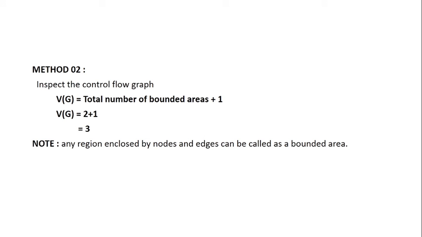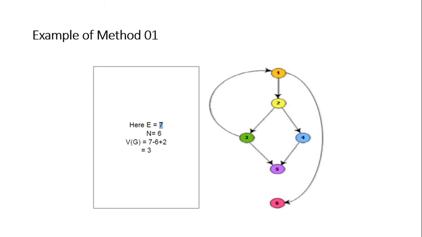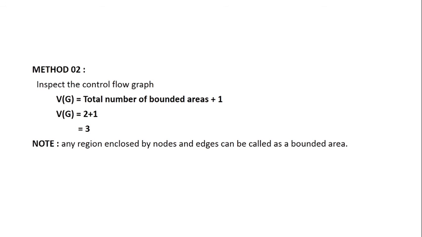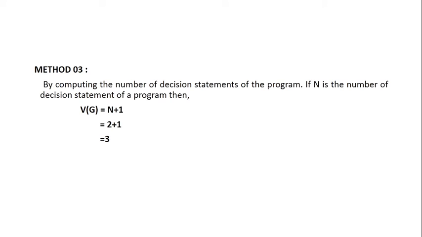Now we have other methods also. The second method says Vg is calculated as the total number of bounded areas plus 1. Bounded areas means closed loops. One closed loop is this, another closed loop is this. So in total we have 2 bounded areas or closed loops. It can actually be identified from the code itself. One is a while, another one is an if else, right? So bounded areas plus 1, that is 2 plus 1 is 3. The third method says number of decision statements plus 1, where n is the number of decision statements. So we have a while statement, and another one is your if and else, right? So 2 plus 1, 3. So all 3 methods will give you the same answer.